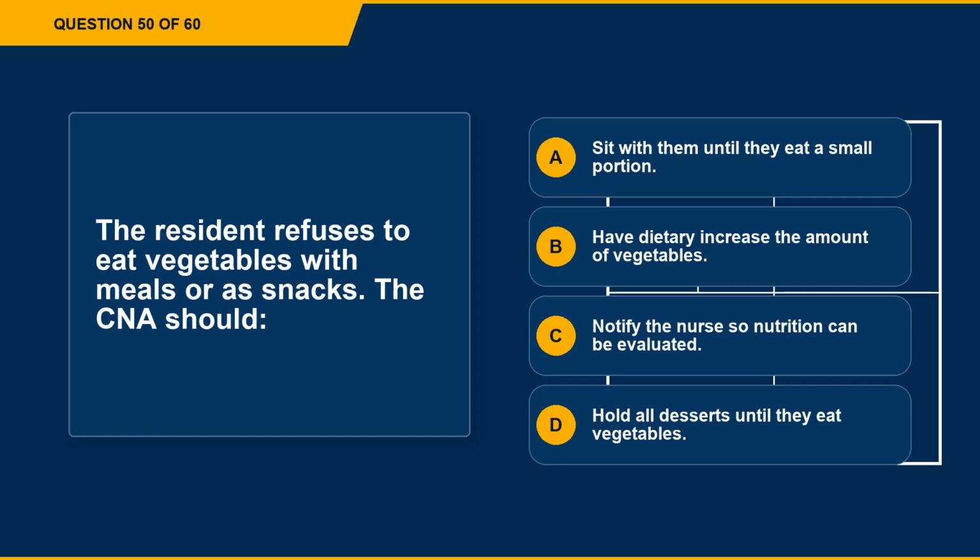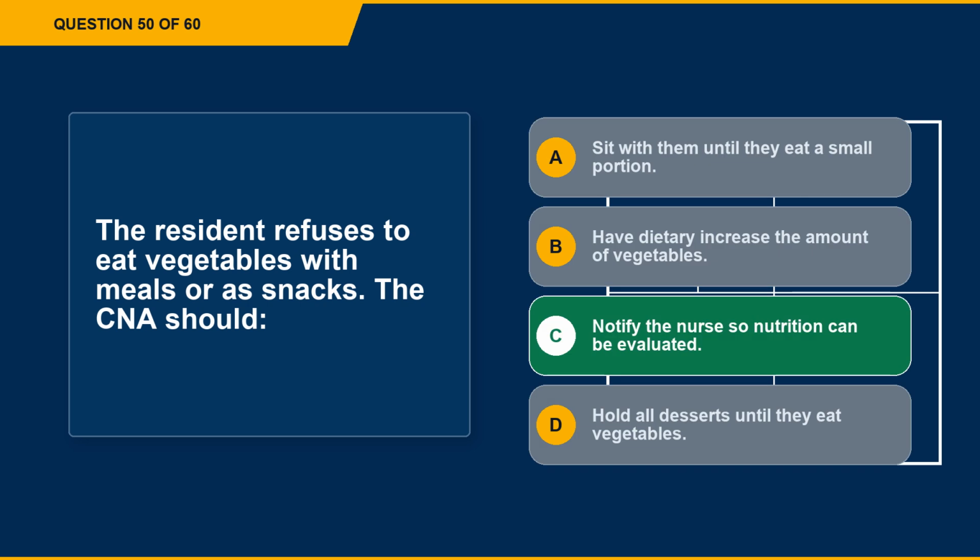Question 50. The resident refuses to eat vegetables with meals or as snacks. The CNA should: Option A, sit with them until they eat a small portion. Option B, have dietary increase the amount of vegetables. Option C, notify the nurse so nutrition can be evaluated. Option D, hold all desserts until they eat vegetables. The correct answer is option C, notify the nurse so nutrition can be evaluated.